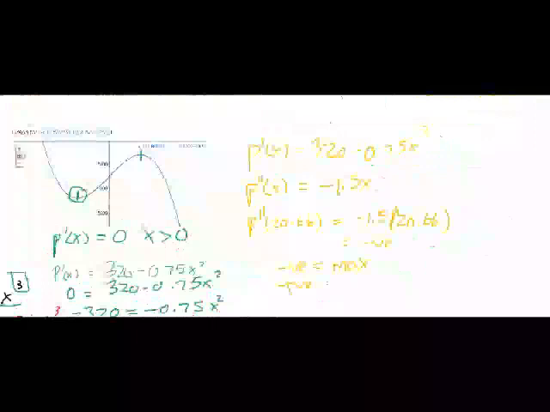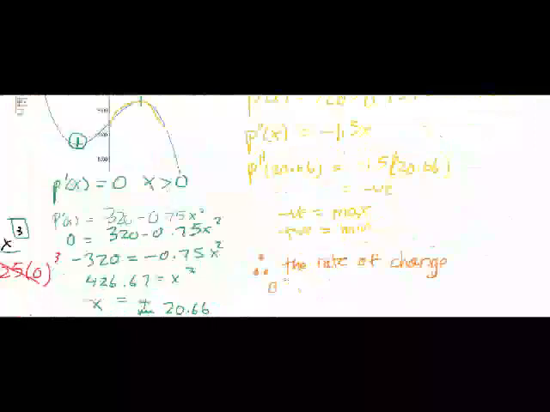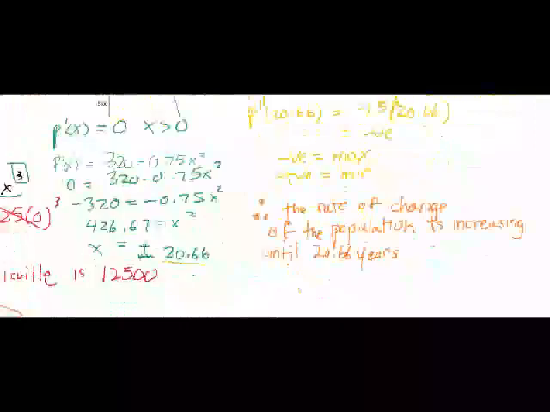So we can conclude that therefore the rate of change of the population is increasing until 20.66 years, or approximately 21 years, and then decreases.